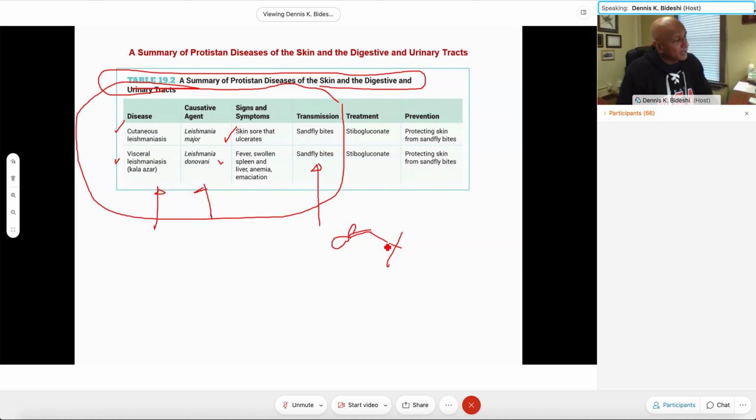Bites someone who has a parasite, picks that up in the blood, and then transmits this to another individual. So again, now we have infections here, all right?